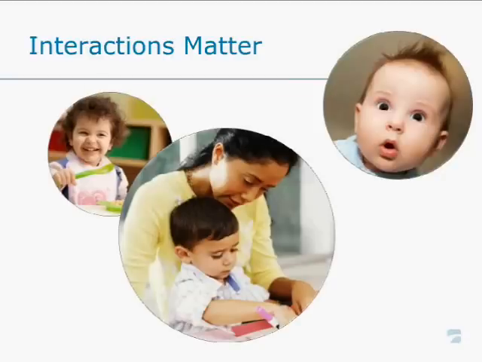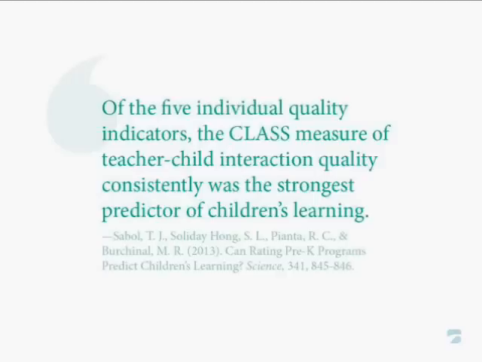This is a quote from an article that was published in the journal Science in August of 2013. There's a blog post available on our website that gives a summary of this. And in January of 2014, we'll have the lead author, Terry Sobel, do a presentation through a free webinar on it. But what the research found is that of the 5 individual quality indicators that it looked at through QRIS systems, the class measure of teacher-child interactions was the most consistent in predicting children's learning.